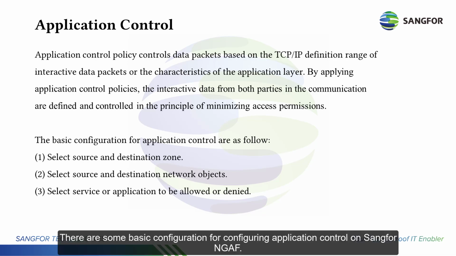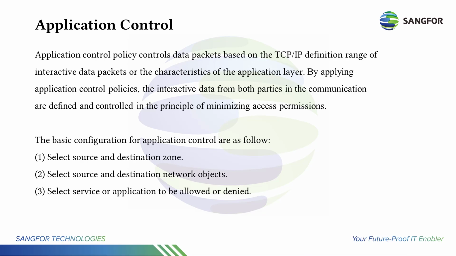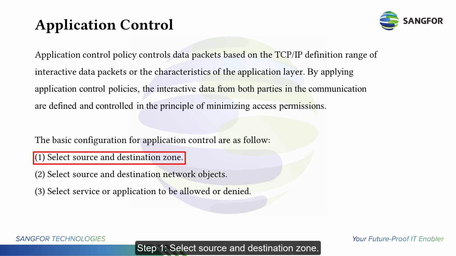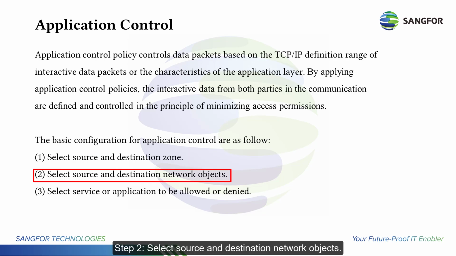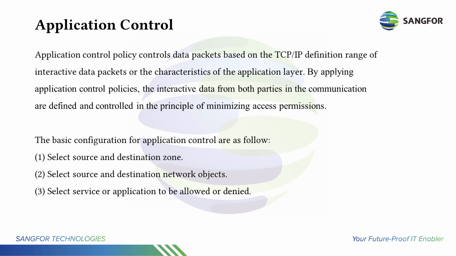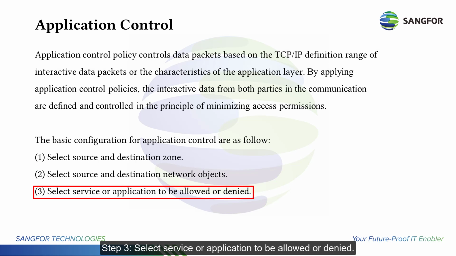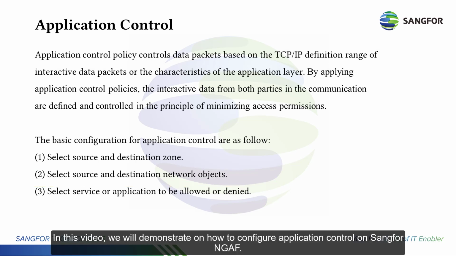There are some basic configuration steps for configuring application control on Sangfor NGAF. Step 1, select source and destination zone. Step 2, select source and destination network objects. Step 3, select service or application to be allowed or denied. In this video, we will demonstrate how to configure application control on Sangfor NGAF.